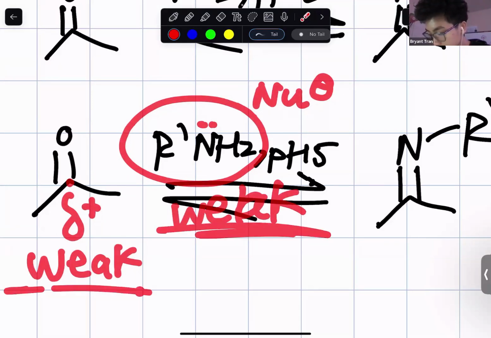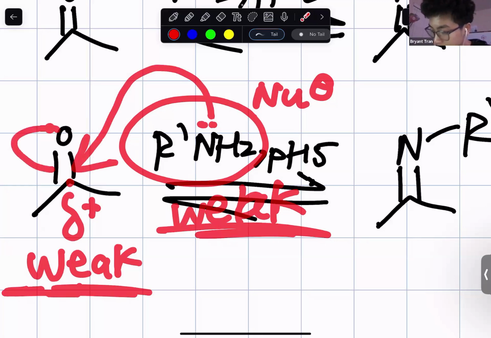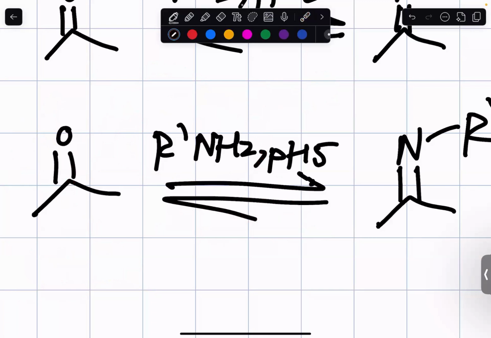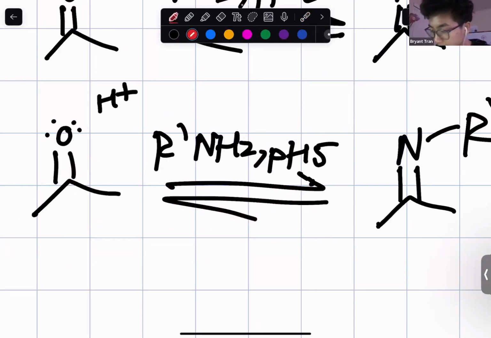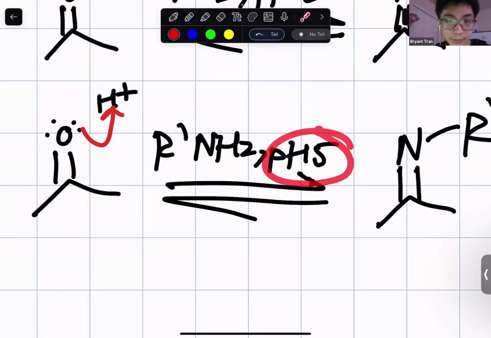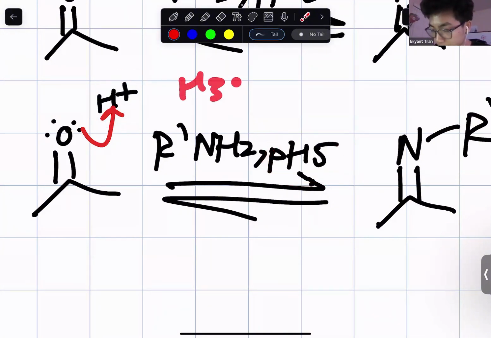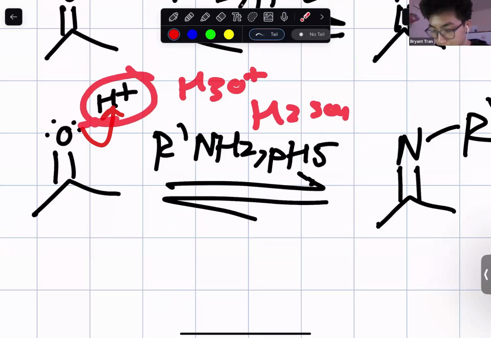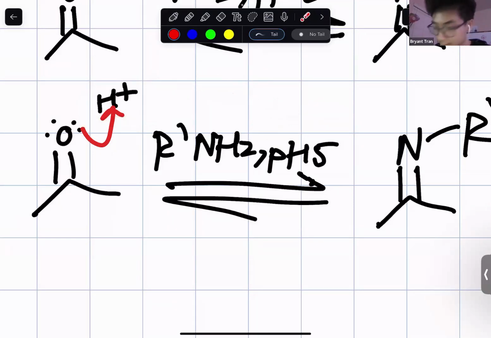So because they are both weak, right? Weak nucleophile, weak electrophile, this amine here cannot attack that carbonyl carbon right away. Like this will not happen. What we gotta do first is that we gotta activate the electrophile. We gotta make the electrophile stronger by protonating in the acidic environment that we are in at a pH of 5. Right? We have protons floating around. And that could be in the form of H3O plus, H2SO4, but some proton source that would protonate the carbonyl oxygen. Right?